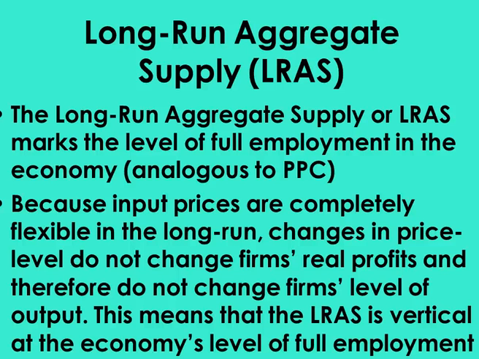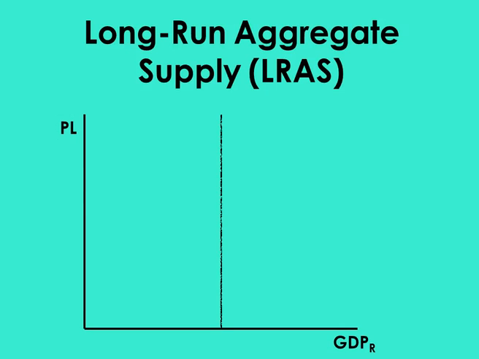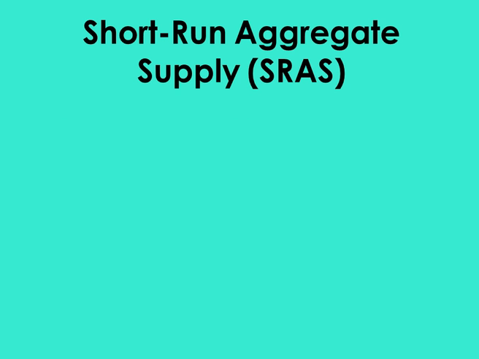In long-run aggregate supply, changes in the price level don't change a firm's profit, so that doesn't change their level of output. So this is how you draw the long-run aggregate supply, and as you'll note at the bottom of the graph, it's Y sub F, which is the level of full employment in this particular economy.